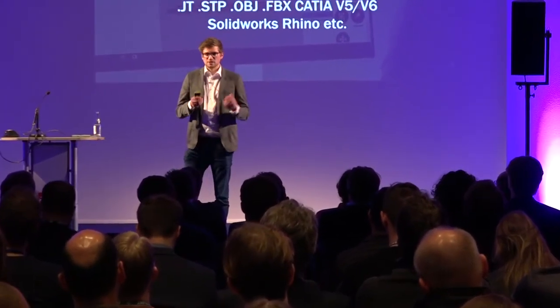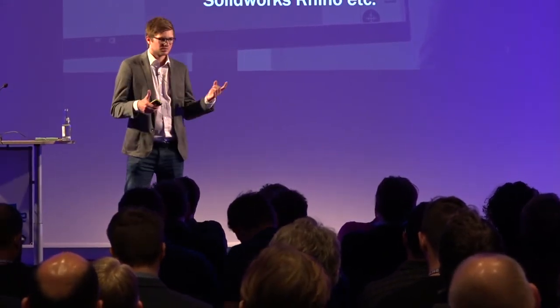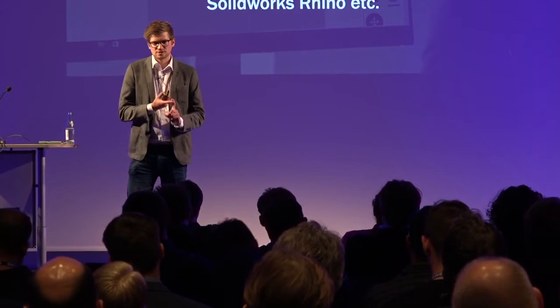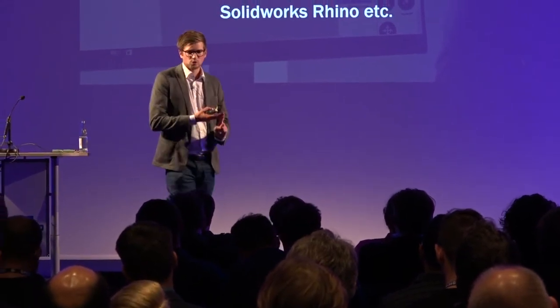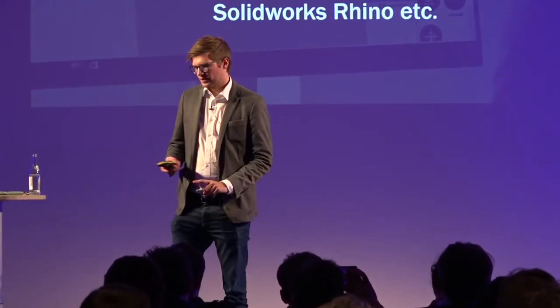When we look at the files we can visualize, we decided we need some ISO standards, files that are used in industry, but we need to address as many customers as possible. So we have, for example, the JT file format, which is maybe the most common file format in the automotive industry. We have STEP files, OBJ files, FBX, CATIA version 5 and 6, SolidWorks, Rhino. I think some of you might have heard of them. We can convert them, reduce them, and there you go, you have your 3D model.